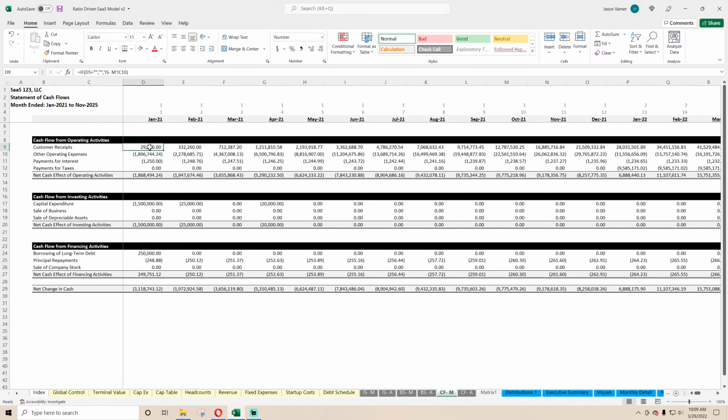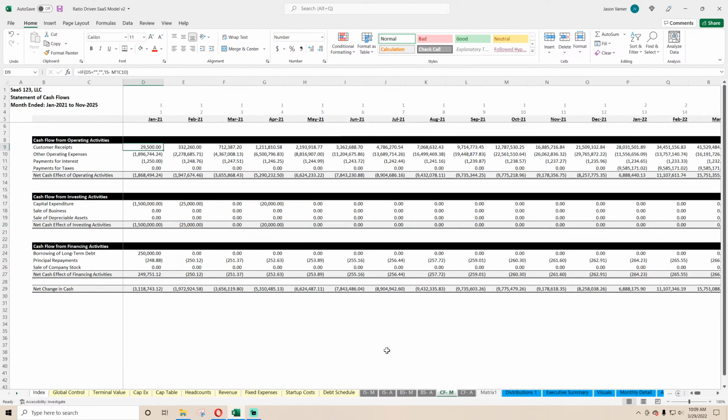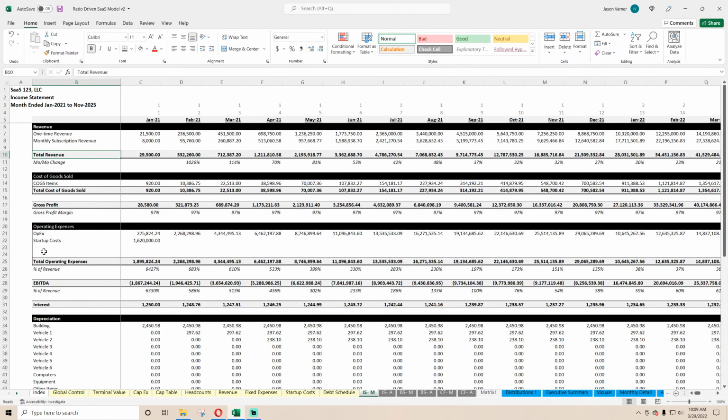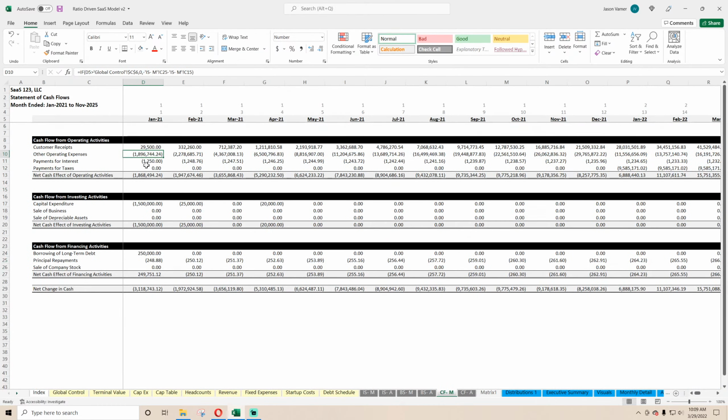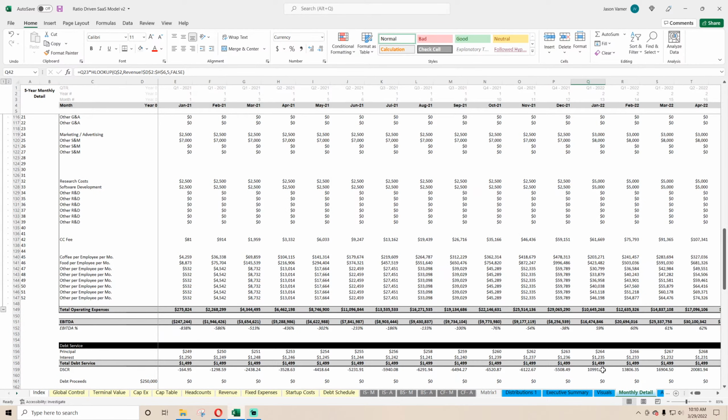So customer receipts should be pulling. So row 10. Yep. Revenues. OpEx looks good. See 25 and 15. So it's pulling this and cost of goods sold. Okay, yep. Payments for interest. Good. And then taxes. Okay, good.